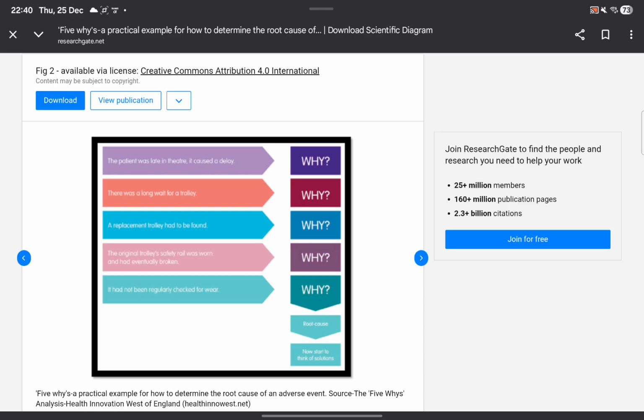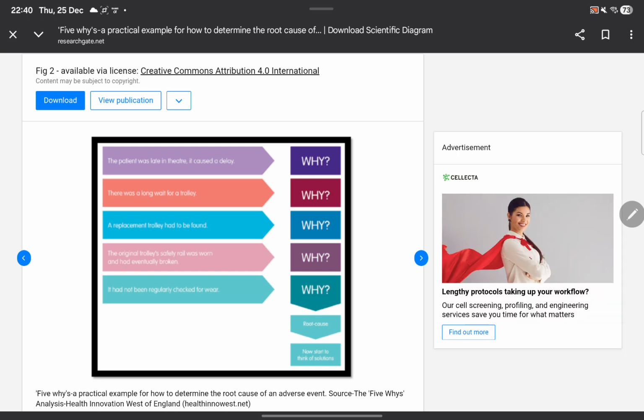So technically, what is five why? For example, we have an example here. The patient was late in the theater. It caused a delay. Why did it cause a delay? There was a long wait for the trolley. Then why was there a long wait for the trolley? A replacement trolley had to be found. Why? The original trolley's safety rail was worn and had eventually broken.